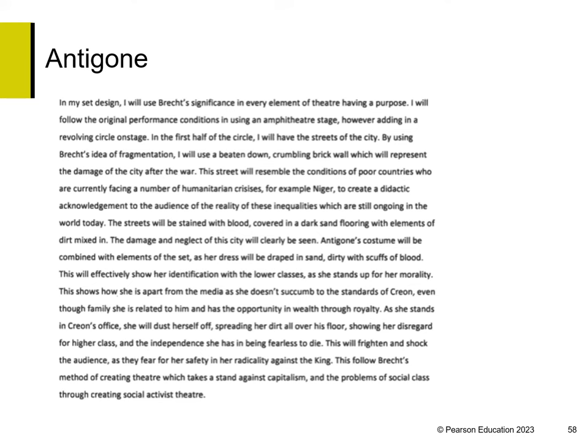connected to Niger, which is a sort of modern equivalent of the concept, didactic acknowledgements, lots of lovely details on the set, the sand, its dirty scuffs of blood, and what that shows, particularly with Antigone's costume, the detail that's related to her relationship with Creon. The impact on the audience is considered, which is crucial, and again, an understanding of how it's followed Brecht's method of creating theatre. So you've got a confident, knowledgeable, perceptive response in the little bit that you can read here.